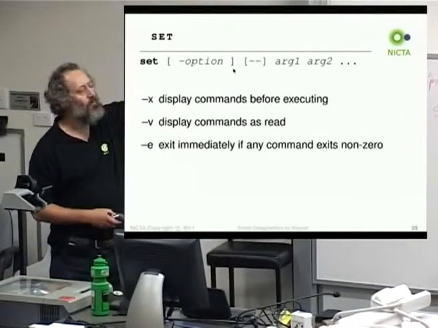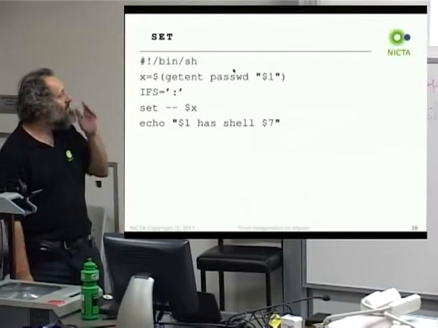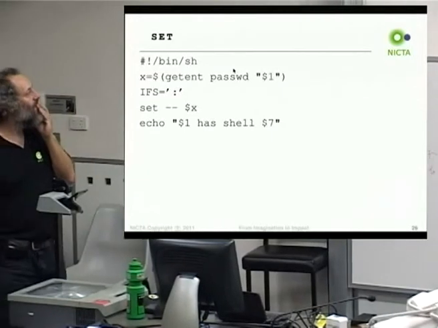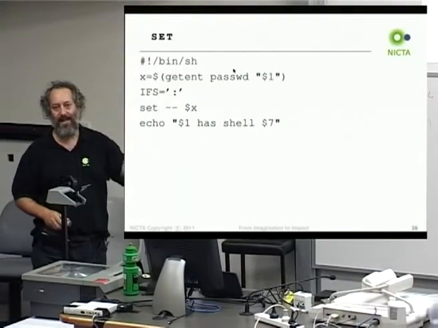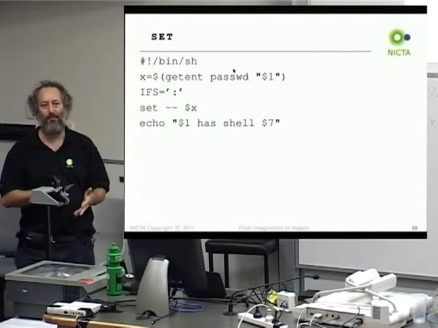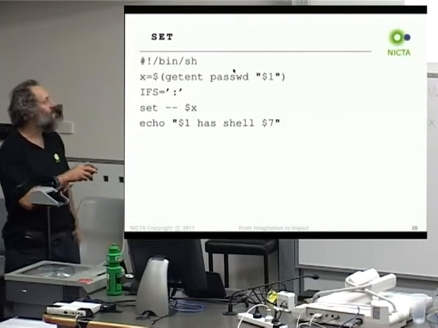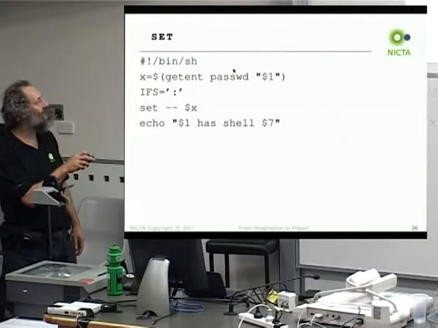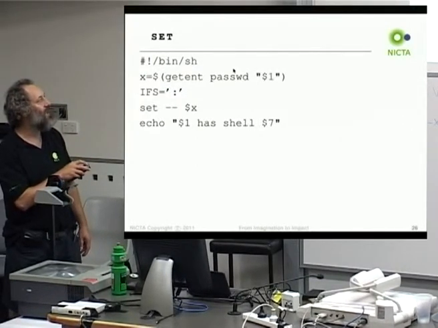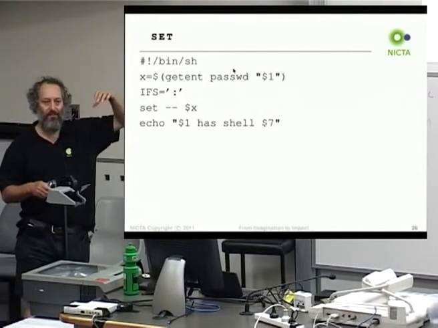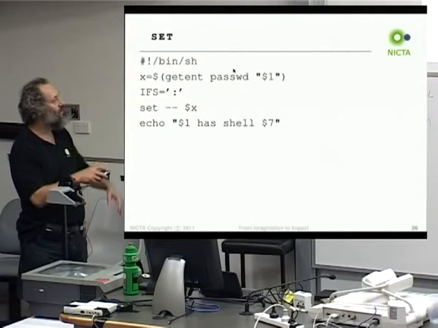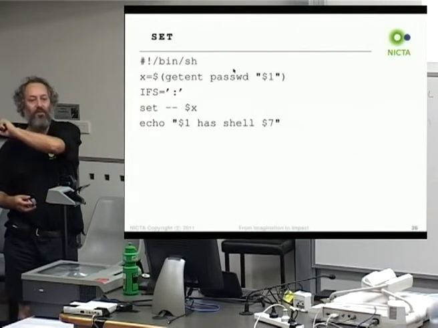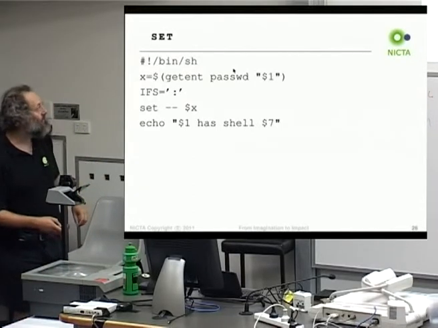Okay, we'll get to the arg 1, arg 2, and so forth later. But here's an example for you. Once again, getent is a utility for getting stuff out of the password database. It'll look up /etc/nsswitch.conf and pull things out of LDAP or NIS or /etc/passwd, whichever one your system's been set up for. So that sets x to the password entry for the first argument of this shell script. We then set IFS to colon again, and do a set -- $x. At that point, all of those fields in your password entry, the login ID, the UID, the group ID, and so forth, which were separated by colons in the original, are now separate arguments to the shell. And you can pick them out with $1, $2, $3, $4, $5, and so on. We'll be doing more with arguments in a minute. So that's just a little example.